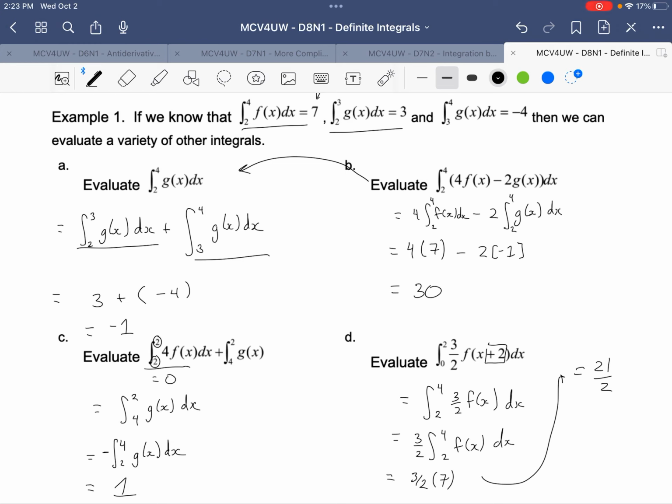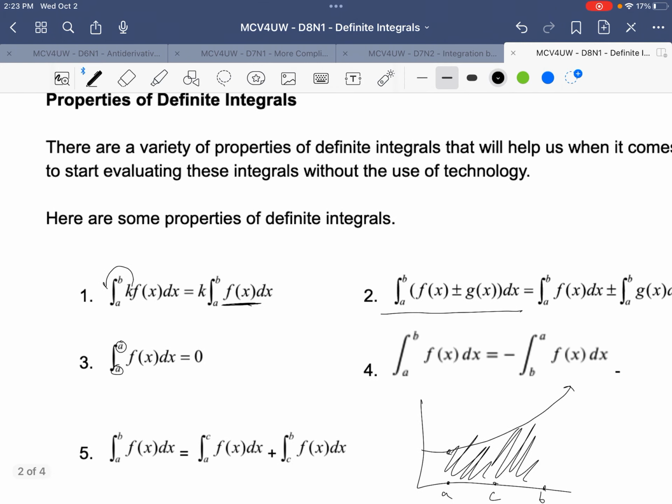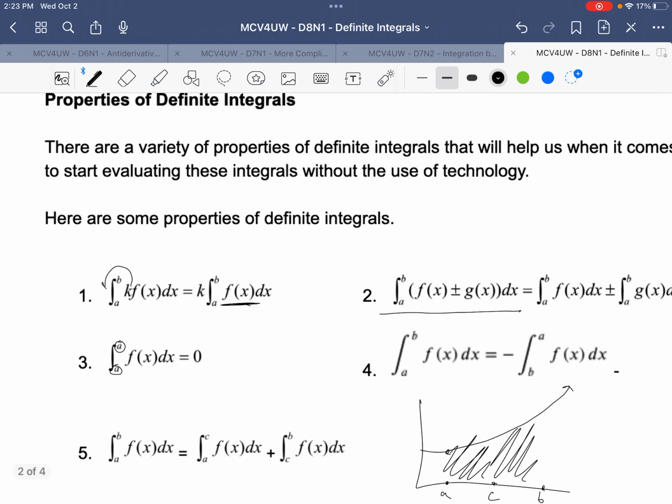Okay, so those are 4 questions just to practice using our integral properties. We will do this with real antiderivatives in the next lesson, but you need to make sure you know how all of these properties are going to work.